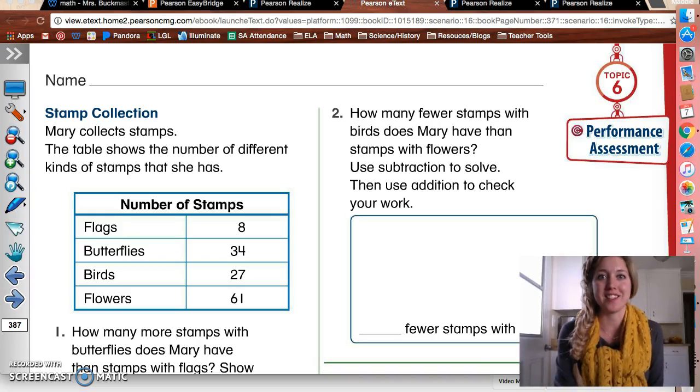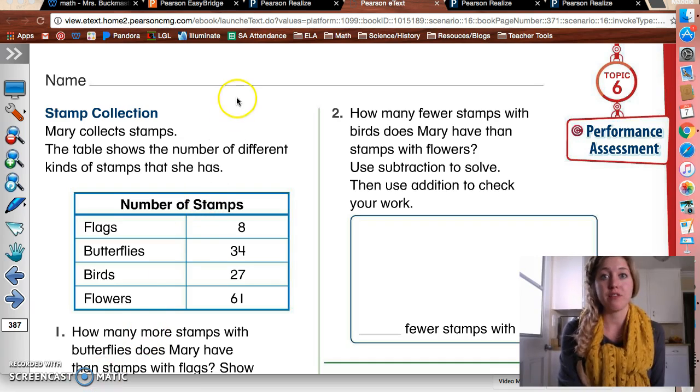The performance assessment for topic 6. Follow along in your workbook as I read it to you here. You can pause in between each question and solve the problem. All right, stamp collection. Mary collects stamps.